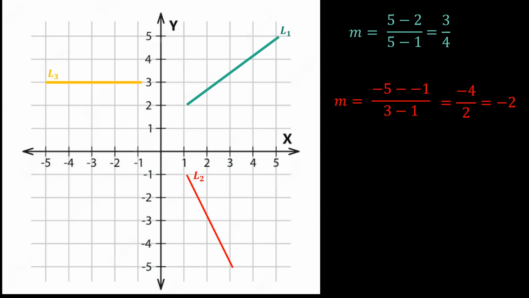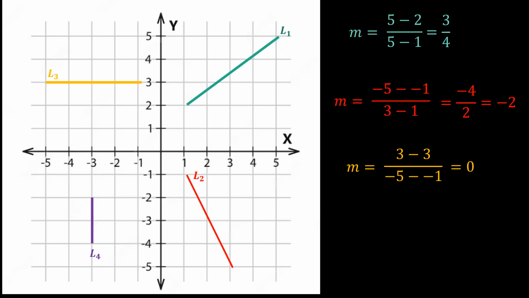Look at the third line, L3. L3 is a horizontal line. In a horizontal line, it is opposite to only one number on the y-axis, which is 3, but on the horizontal distance it is opposite to two numbers on the x-axis, -5 and -1. If you want to find the gradient of the horizontal line, it is 3 minus 3 divided by -5 minus -1, and the answer is 0. So the gradient or the slope of a horizontal line is always equal to 0.